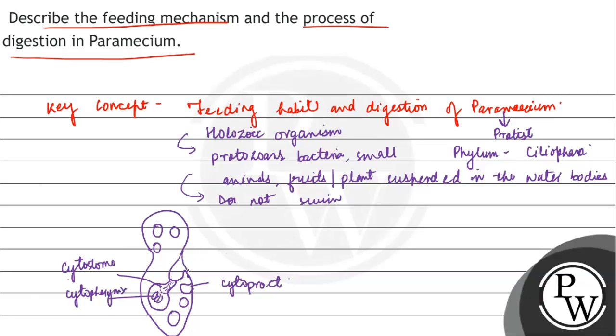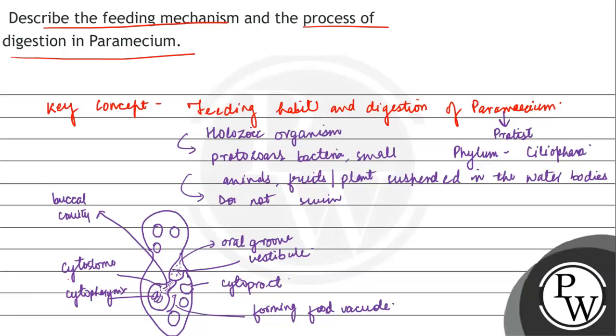Here, this is the oral groove, from where food enters, and this region is called the vestibule. This region is called the buccal cavity, and this entire setup is called forming food vacuole. Food vacuole. Apart from that, the cilia is also responsible in the mechanism of feeding and digestion. So we'll be drawing this as well.